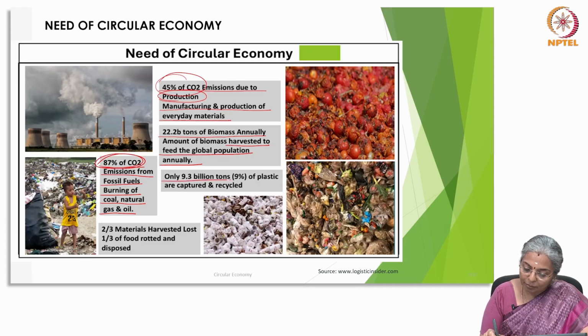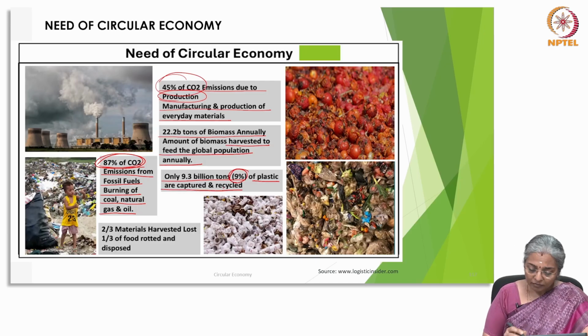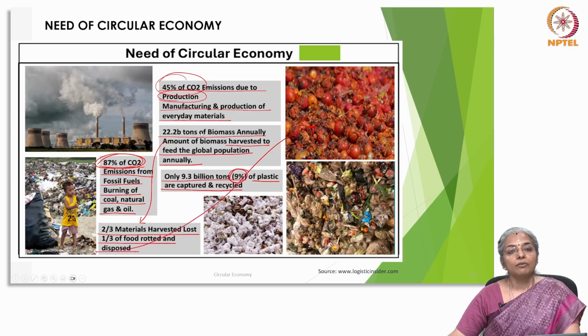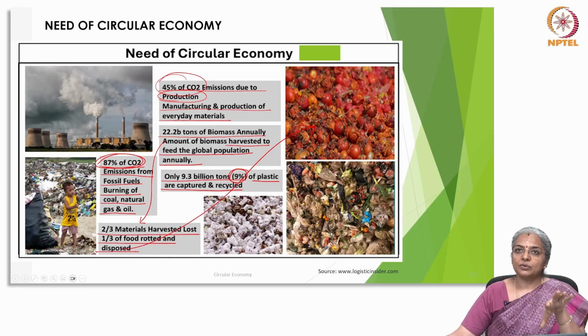Only 9.3 billion tons, or just 9% of plastic, is captured and recycled in the world. Now, when we harvest food, 2/3 of the materials harvested is consumed and 1/3 of the food that we actually grow is rotten, and it ends up disposed like this in a landfill. So we should try and curb these wastes.